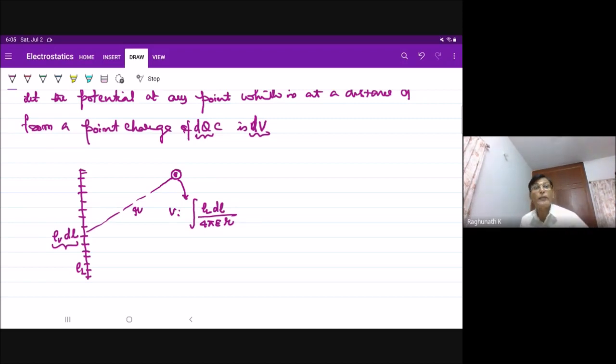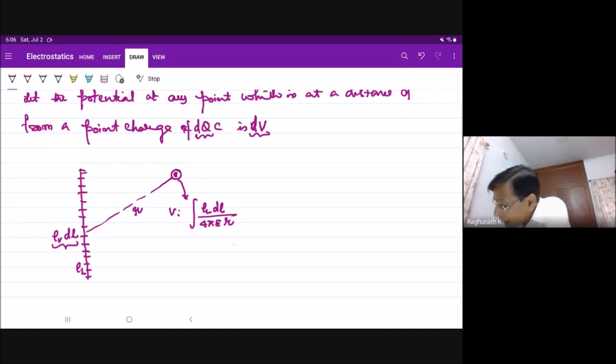So for any finite charge distribution I am given, practically I will not have infinite charge distributions. If any finite charge distribution is distributed on a line, it is rho L dl only, with charge density rho L being uniform or non-uniform.